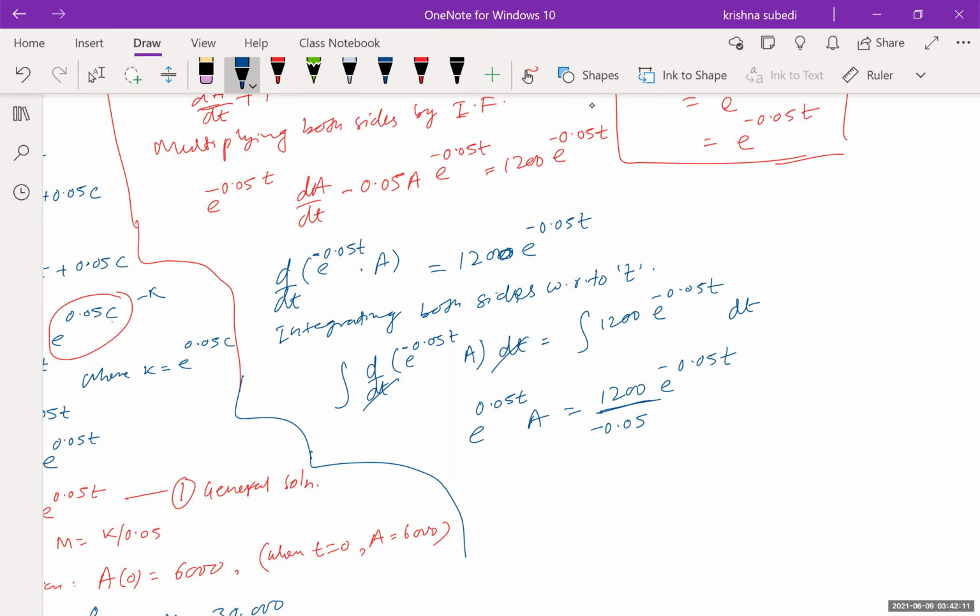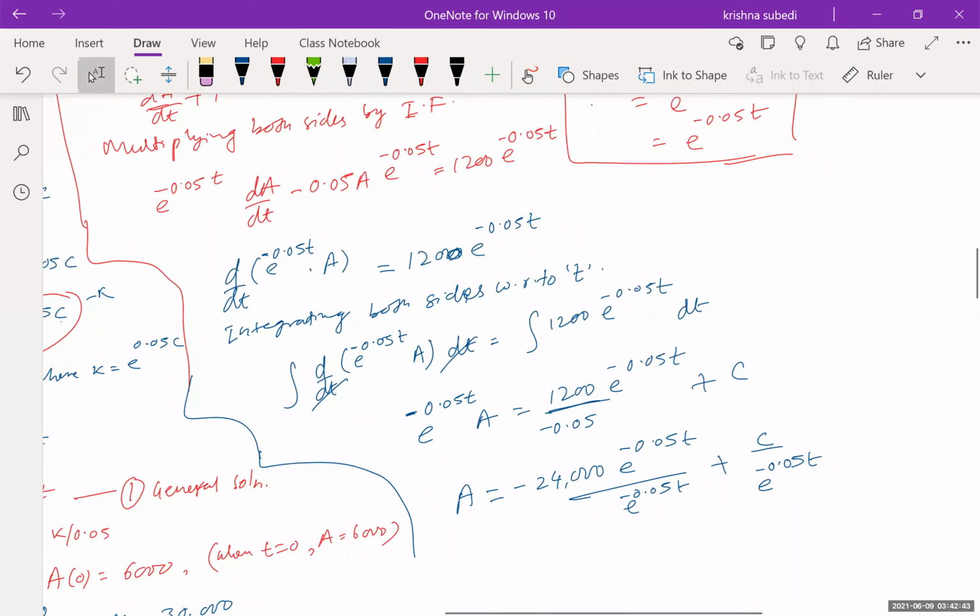Now if you want to find a, this is negative again. If you find a, it is 1200 divided by 0.05, which will be negative 24,000, and plus c, I forgot to write that c. This will be negative 24,000 e raised to power negative 0.05 t over e raised to power negative 0.05 t plus c over e raised to power negative 0.05 t. That's what we got.